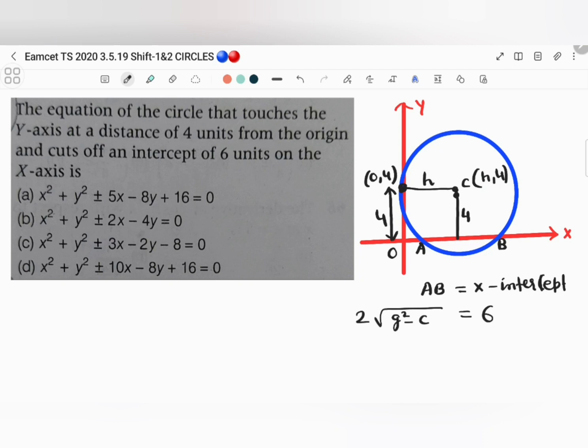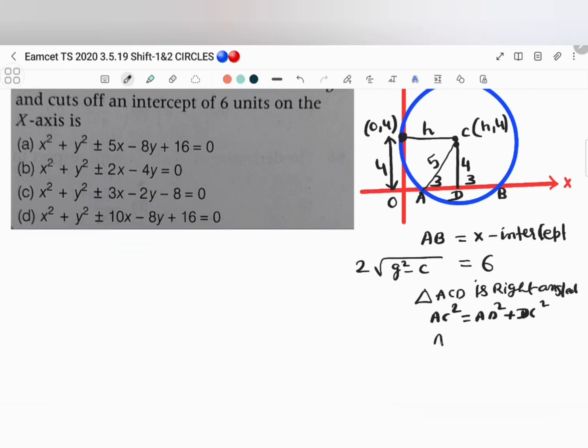So how to get the value of h? This AB is the length of the x-intercept made by the circle on the x-axis, no? So total 6 units means from here to here 3 units, from here to here 3 units. So it is a right angled triangle. We can take this as some point D. Triangle ACD is a right angled triangle. So AC square is equal to AD square plus DC square. So AC is equal to the root of AD square, which is 3 square, 9, plus 4 square, 16, root 25, which means 5 only, no? So AC value is 5. That means indirectly we are getting the radius.